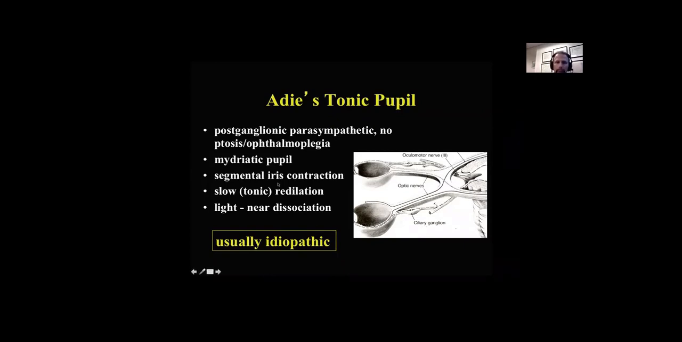There may or may not be segmental iris contraction. There should be slow tonic redilation and then the light-near dissociation. This is usually idiopathic, and there is no big evaluation for this in general. You want to make sure there are no other orbital signs, of course, but for most patients with this, there's no diagnostic testing done.